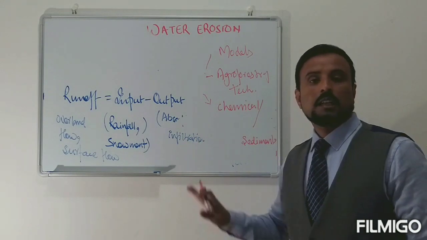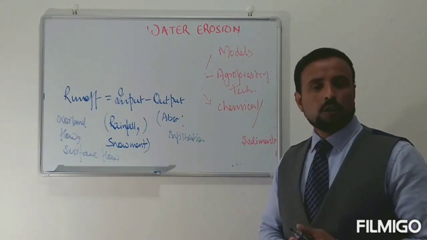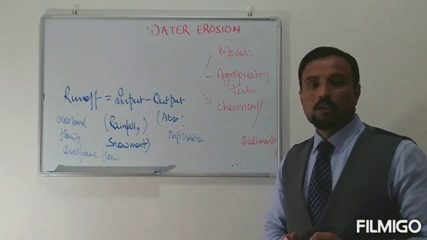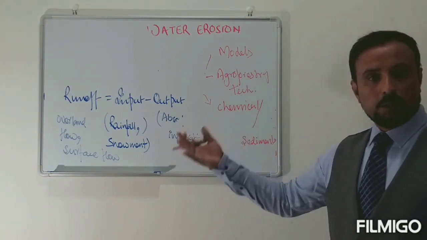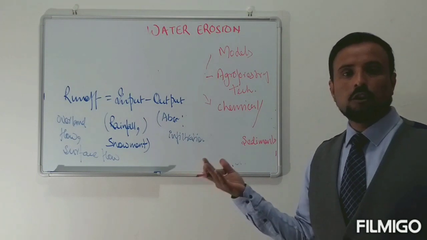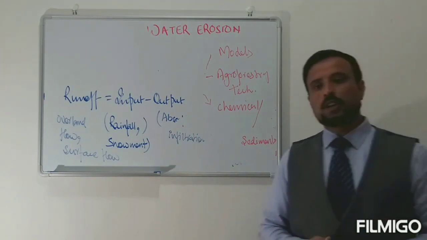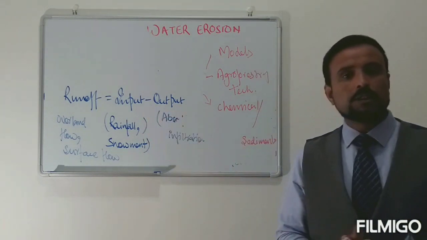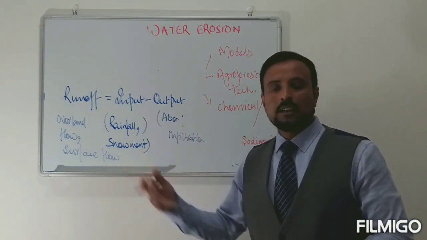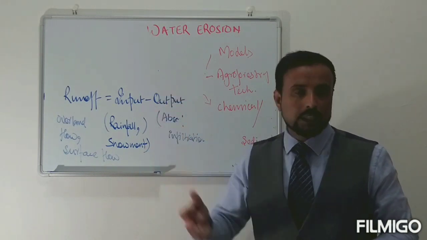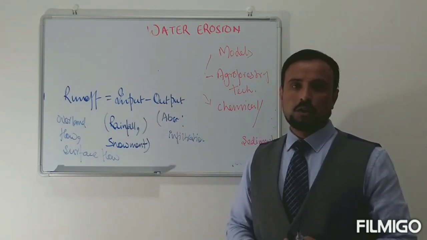So in this lecture I discussed rainfall erosivity and runoff erosivity, their relationship, and the factors on which these two depend. Rainfall erosivity depends upon the amount of rain, the intensity of rain, the terminal velocity at which it is hitting the ground, and its drop size and drop size distribution. These are the important factors in rainfall erosivity.